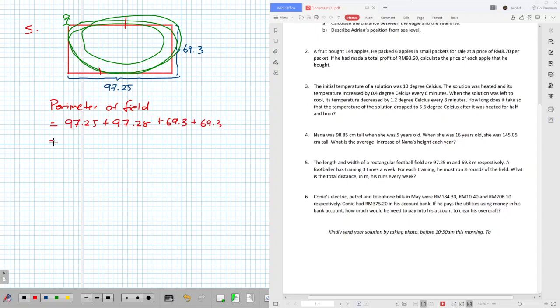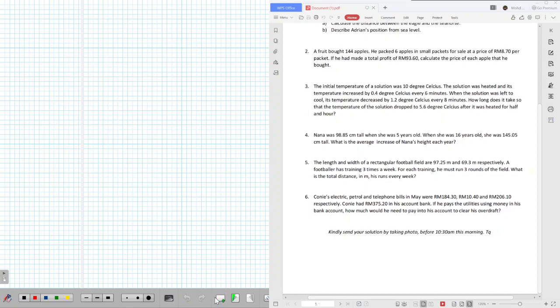If we add up everything, we will get 333.1 meters. This is only for 1 round, but the footballer says that he does 3 rounds per day, and then per week he does it 3 times. So for every week, the footballer runs 333.1 meters, times 3 rounds per day, times 3 times per week. So 3 times 3. In total you will get 2997.9 meters. So this is for question number 5.